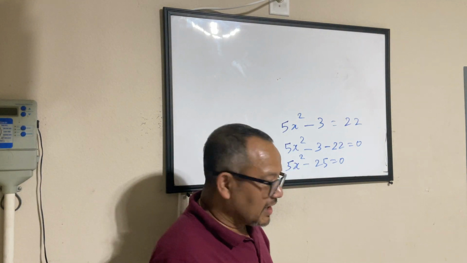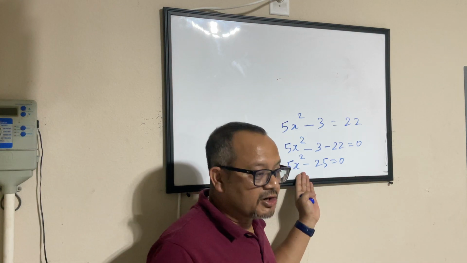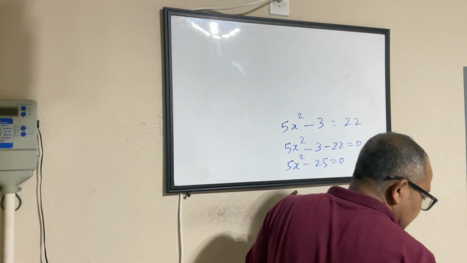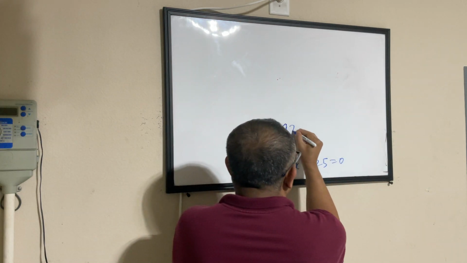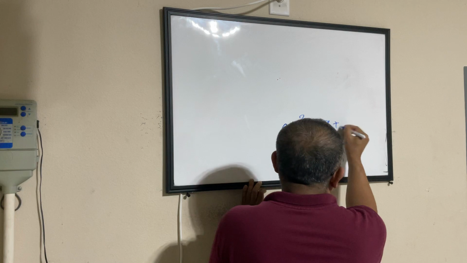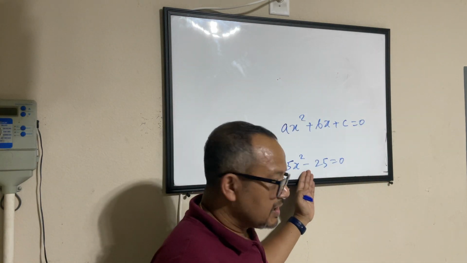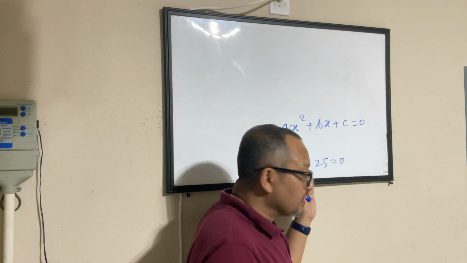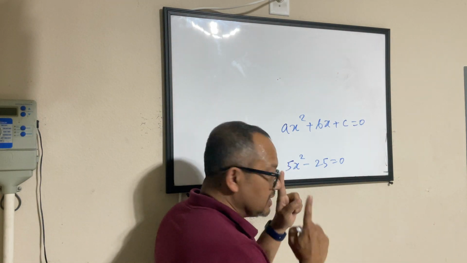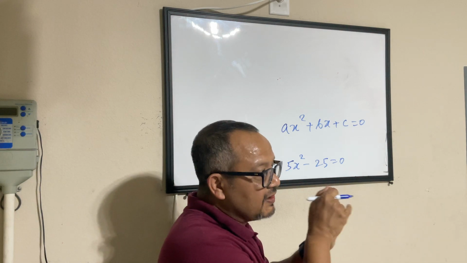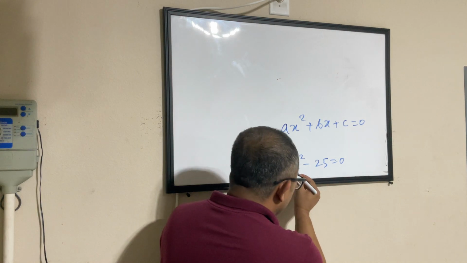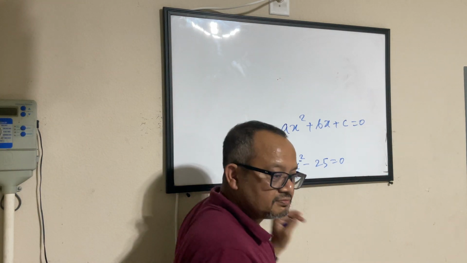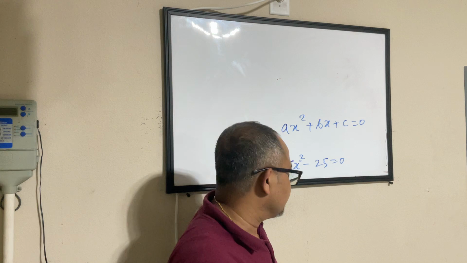Okay. So the answer is yes, this is in the form of a quadratic equation. Why? Because the standard form of a quadratic equation is ax squared plus bx plus c equal to 0. Some of you might be thinking that this is not the form of a quadratic equation. Actually, it is. Why? Because any equation will be called a quadratic equation if the maximum power of the variable is 2. I have a variable which has maximum power 2. So that is the first criterion that is met.